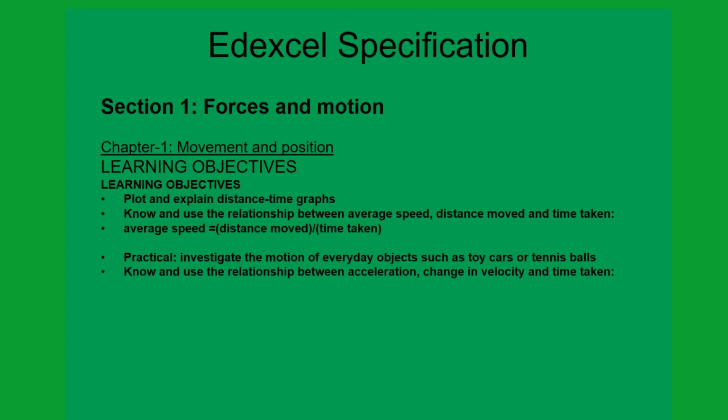Know and use the relationship between acceleration, change in velocity and time taken. We know acceleration equal to change in velocity divided by time taken. Acceleration is denoted by small letter a. a equal to final velocity minus initial velocity divided by time taken. So, a equal to v minus u divided by t. Here, v stands for final velocity, u for initial velocity and t for time taken.